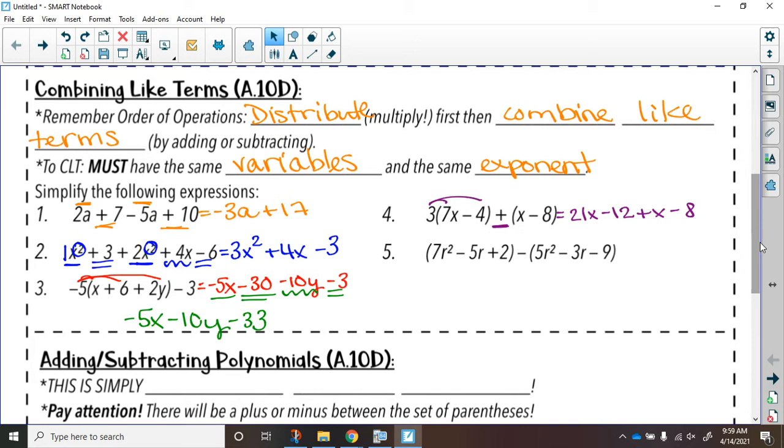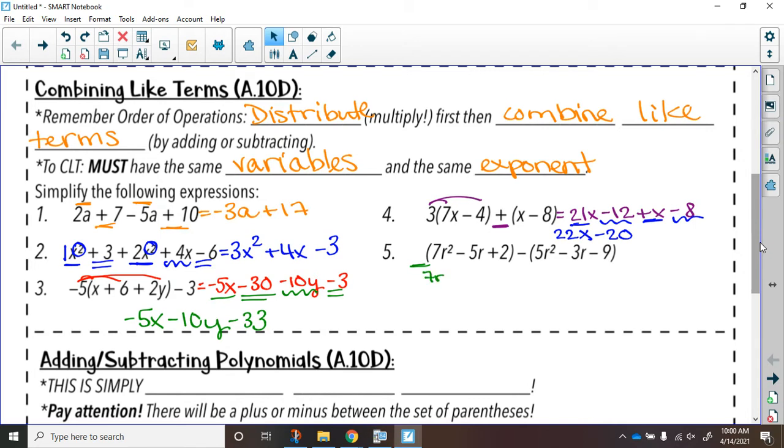When we combine these, I'm combining my x's first. So 21 plus 1 is 22x. And then negative 12 minus 8 is negative 20. That would be our final answer. So for number 5, there's nothing out front of that first set of parentheses, so I just drop it down.